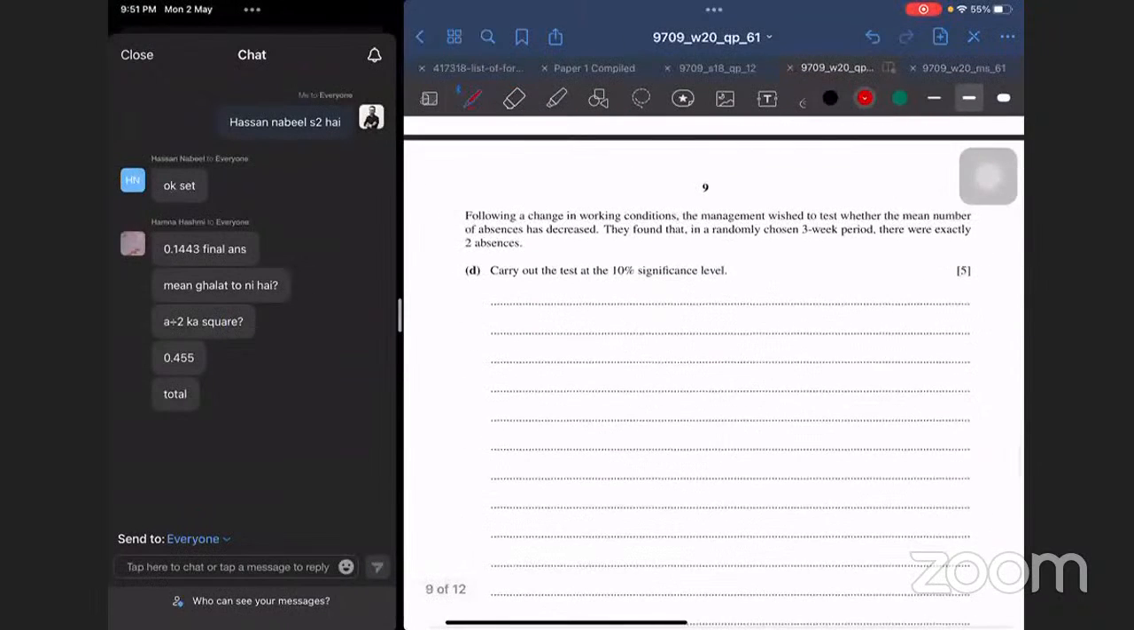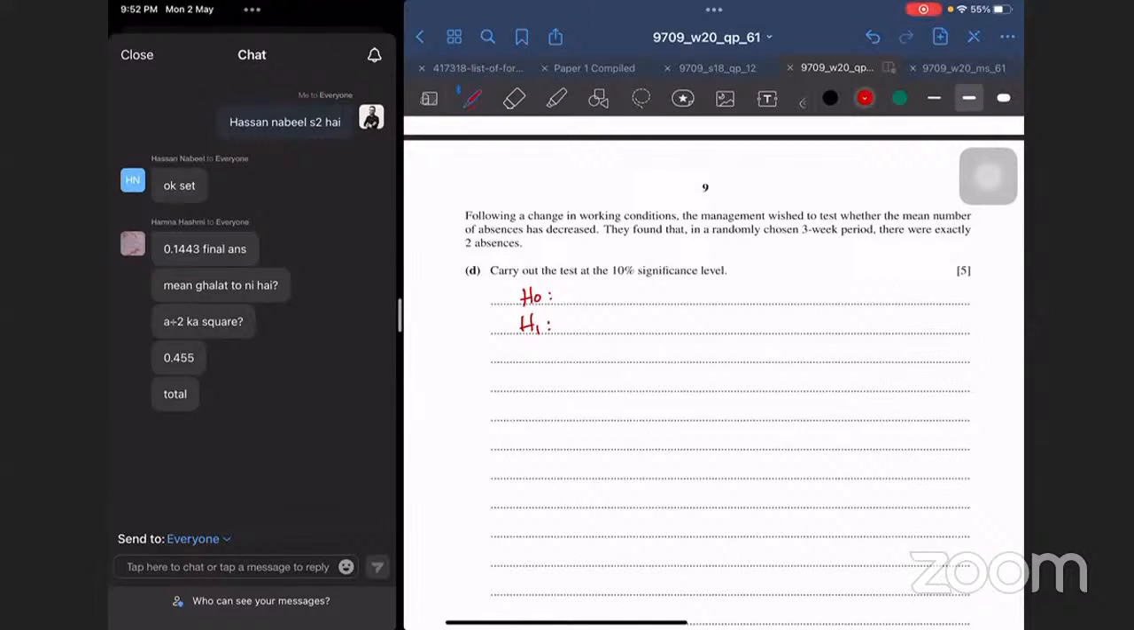Okay. Following a change in working conditions, the management wished to test whether the mean number of absences has decreased. They found that in a randomly chosen 3-week period, there were exactly two absences. Carry out the test at the 5% significance level. So this is hypothesis testing. I have to write down my null and alternate hypotheses first.